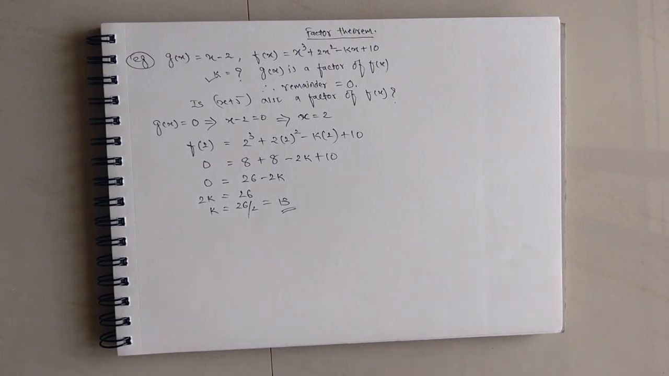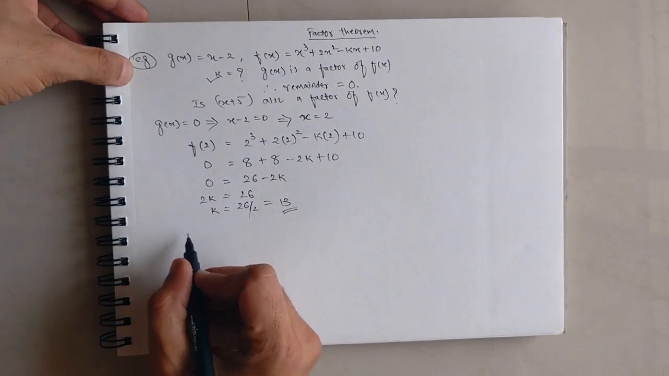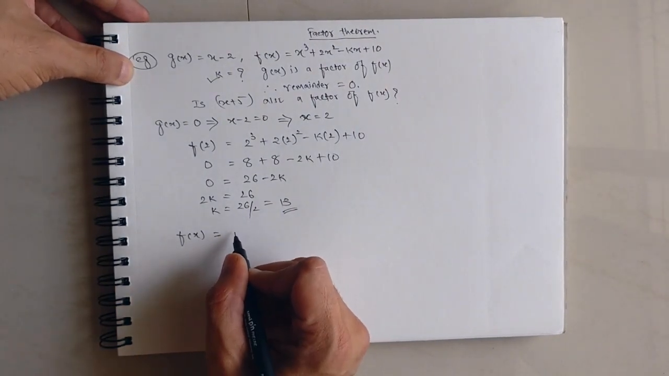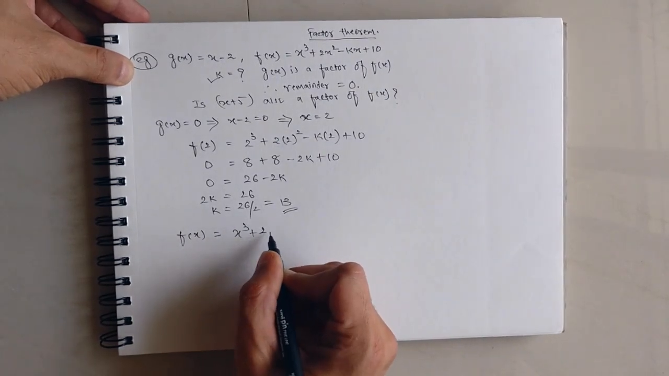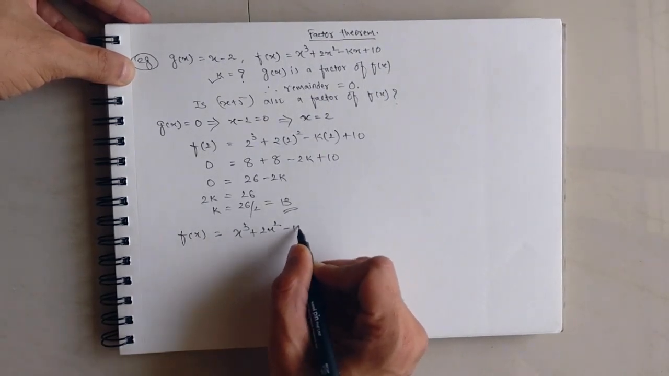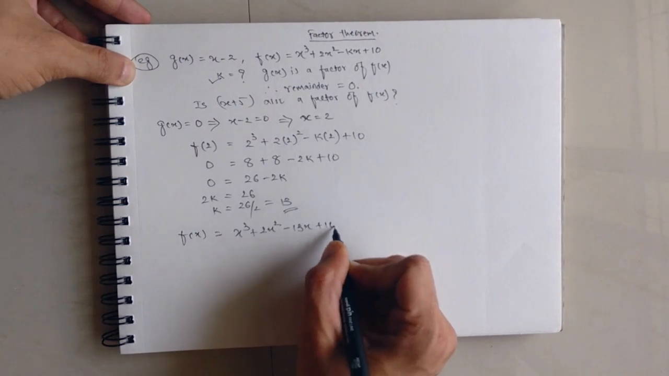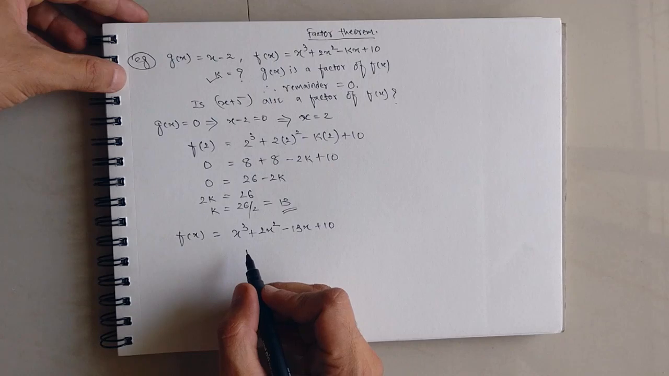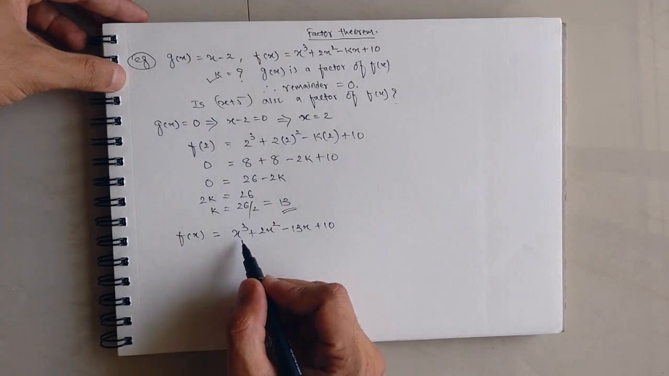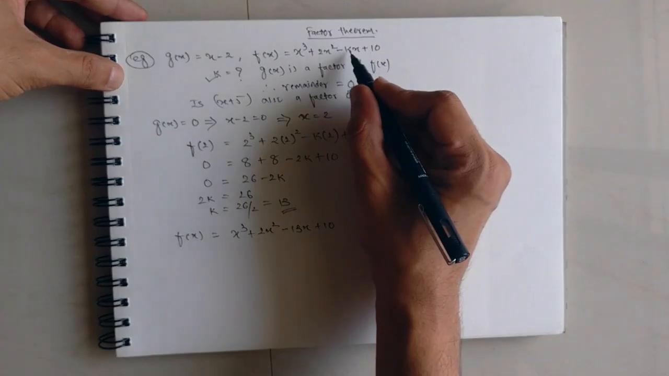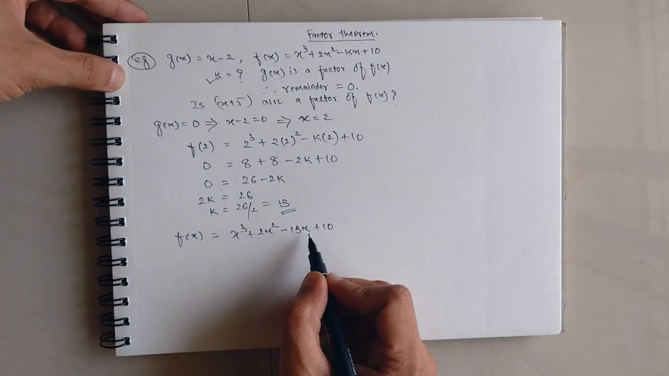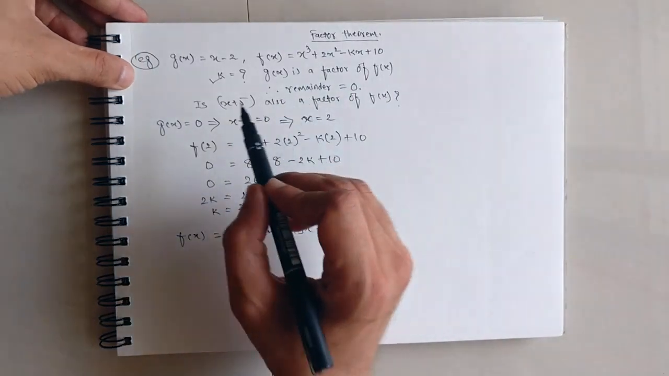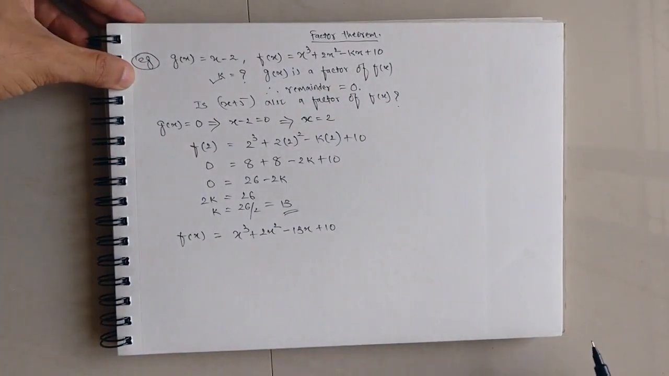Now I can write the f of x all over again. F of x is equal to x cube plus 2x square minus 13x plus 10. This is the value of my f of x. X cube plus 2x square minus, in the place of k I put 13x plus 10. Now I have to find whether x plus 5 is a factor of f of x or not.